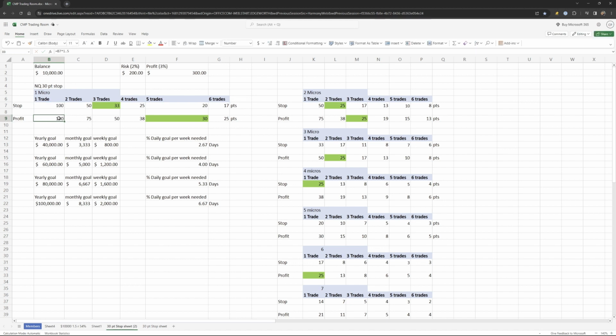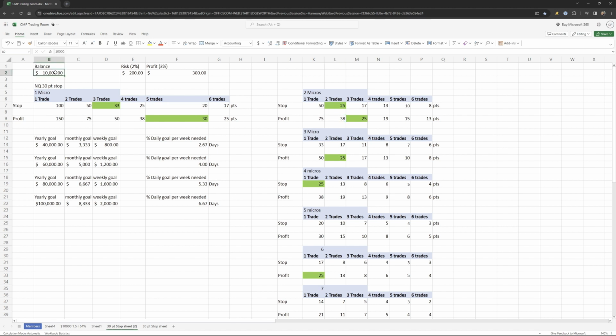If I want to split that into 3 trades, I'm going for a 33 point stop loss, which is what I normally go for, 30 points. And my profit is 50. In this scenario, I'd be going for basically 50 points on that one trade. And you can see in this scenario here, 2 trades, the stop would be 25 points, and I'd be going for 38 points on the profit. So always trying to go for 1.5 R.